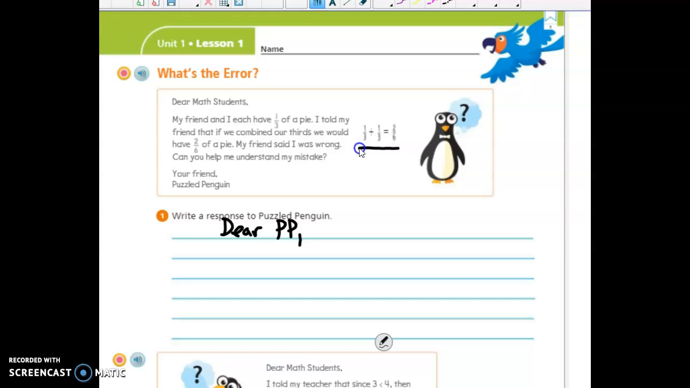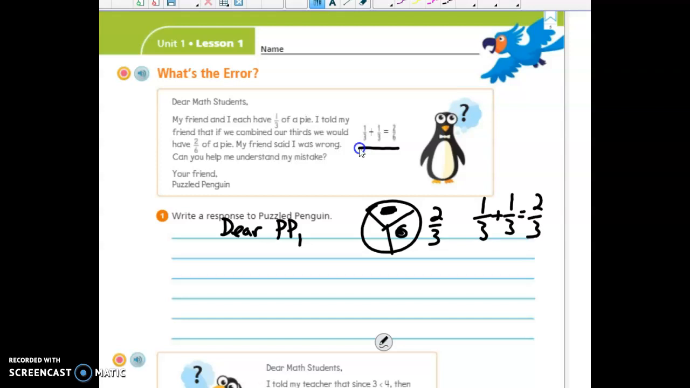All right, there's more than one answer that you could have put for this to be correct. Maybe you drew a picture. Maybe you drew something that was drawn into thirds with a pie like this, or a fraction bar, and you drew this, 1/3 and 1/3. That's going to be 2/3, right? Maybe you wrote 1/3 plus 1/3 is 2/3.